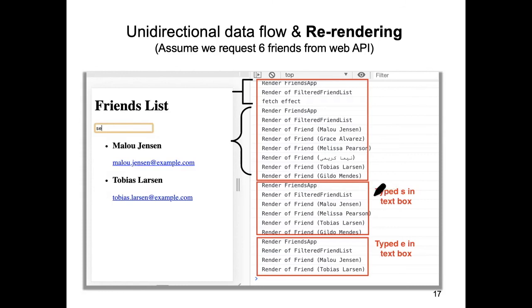I've entered something in the text box. That means this is going to compute the subset of matching friends, pass those down to the filtered friends list component, and it now just generates a subset of friend components. So between here and here, some of the friend components have actually unmounted from the DOM. I type something else in the text box and so it goes on.